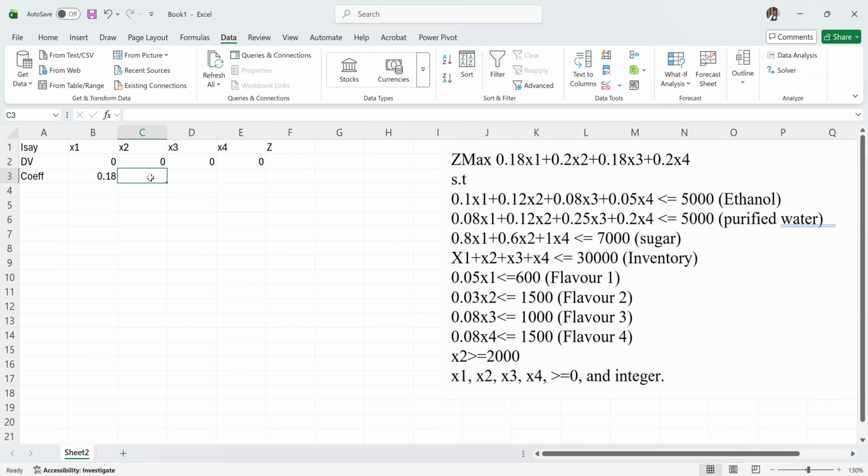So the next one is what? 0.2. So you write it there. The next one is 0.18. You write it there. The next one is 0.2. Write it there.